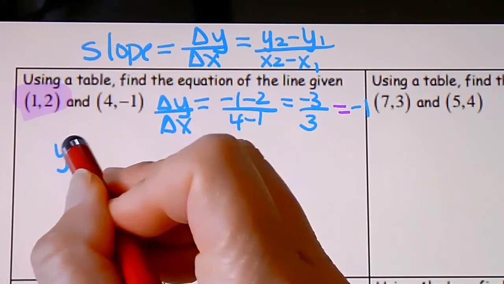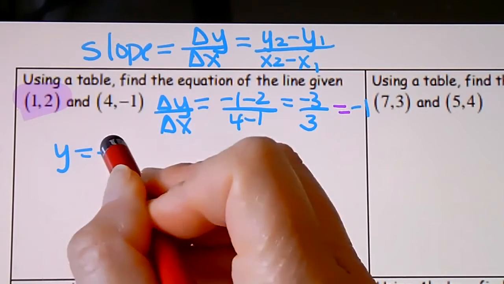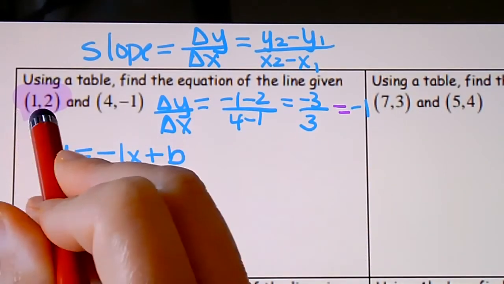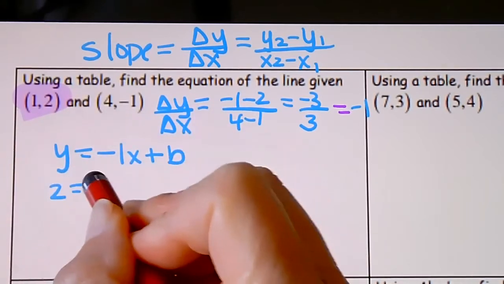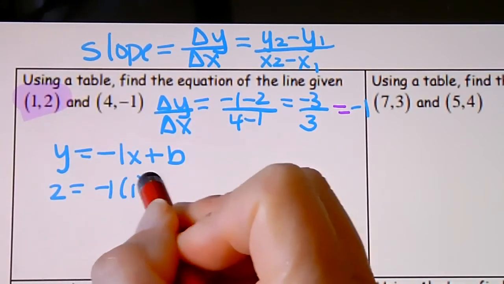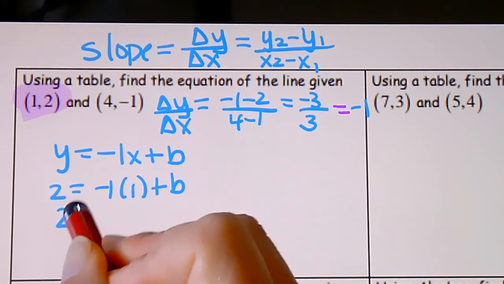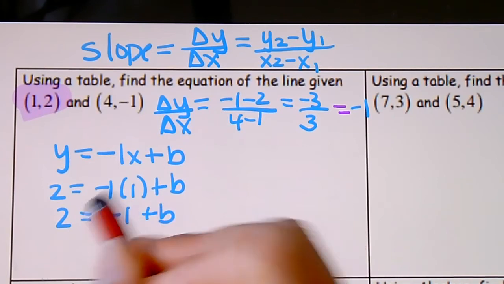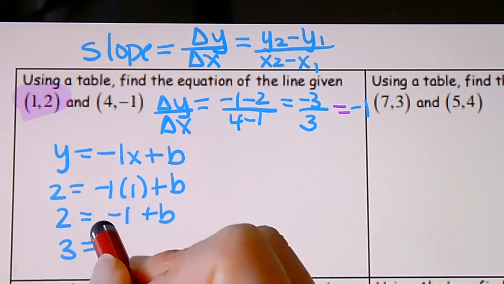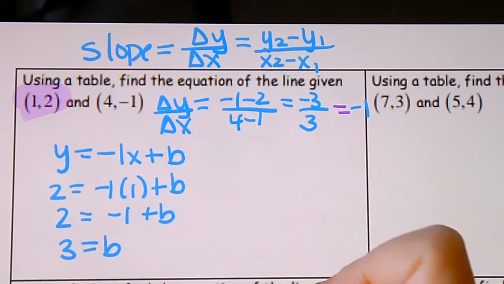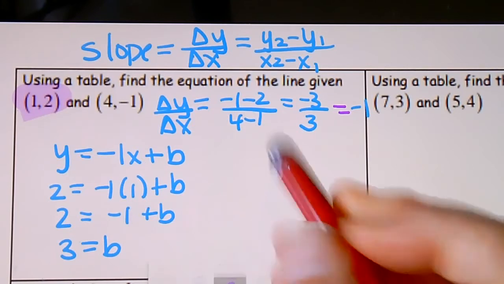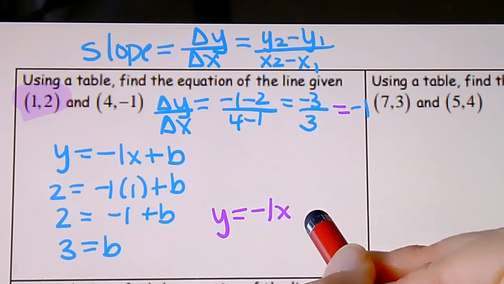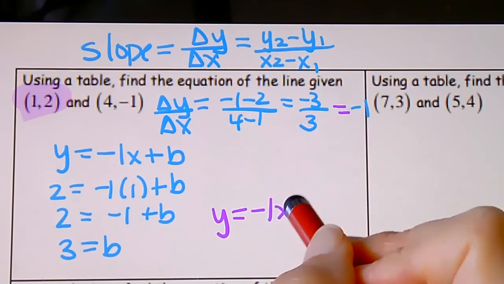So I know I'm going to have y equal negative 1x plus b. And I'm going to put these in for my x and y. So I'm going to get 2 equals negative 1 times 1 plus b. 2 equals negative 1 plus b. I'm going to add 1 to both sides, and I get b equals 3. So my final equation is going to be y equal negative 1x, or just negative x, plus 3.